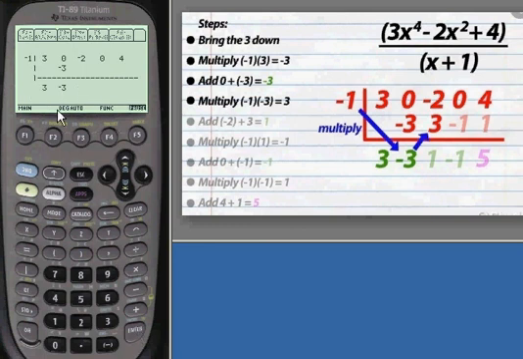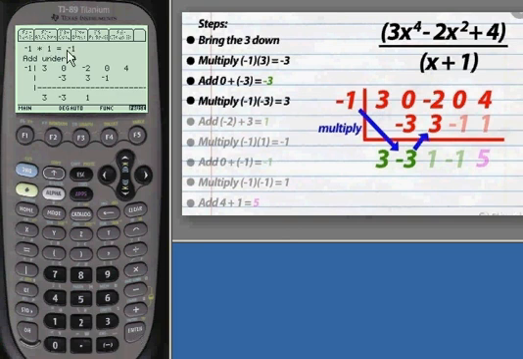Now we're going to multiply minus 1 times minus 3, which equals 3. We're going to put that under the minus 2. We're going to add those two together, the minus 2 and the 3, and we get 1. Put it under the line.